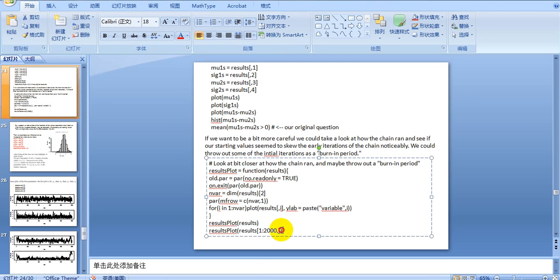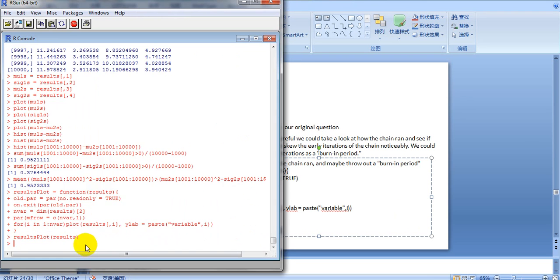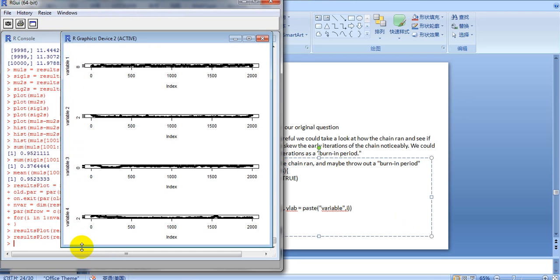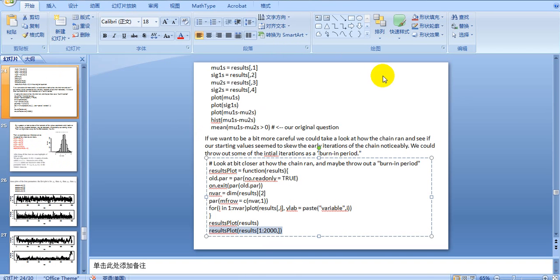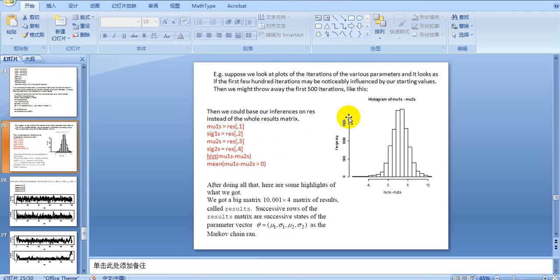Basically, if we focus on the first 2,000 steps, I think that will be much more clear. Let's see. Yeah, it's still not clear. Basically, you can see that the first 1,000 steps are not stable, right? So that's why we need to look at these first 2,000 steps to check the burn-in. Anyway, it's not clear here. And then okay, let's move on.